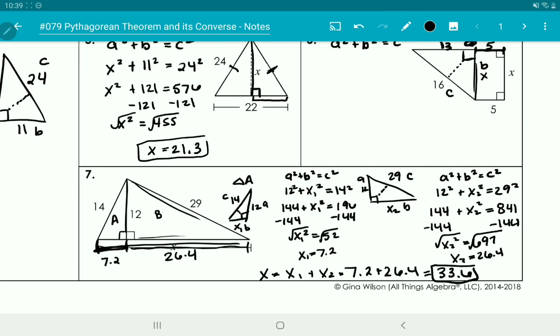So again, just split up the triangles if you have more than one. Mark which ones are right angles. Mark which ones on the right triangles are the hypotenuse, which sides. And then go from there. Use the Pythagorean theorem.